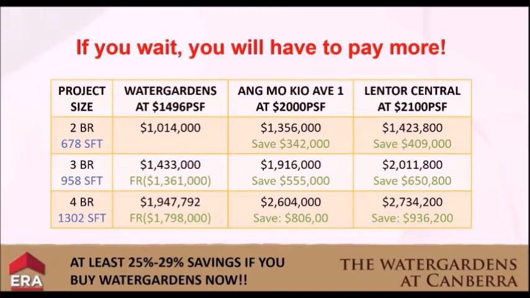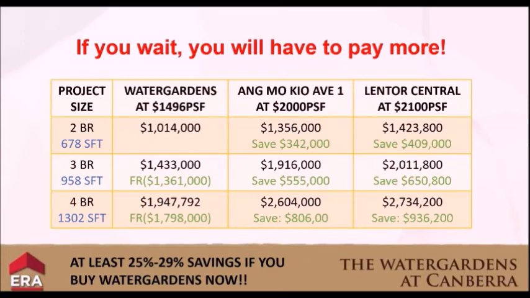With this you can even buy a very, very good HDB 4-room, 5-room flat in the city area already. Okay, what does this mean? If your customer is able to commit and buy Watergarden now, they are looking at least 25 to 29% saving. And actually, Watergarden is not so far off from Ang Mo Kio Avenue 1 and Lentor Central. We are just within a 6 kilometers drive away.